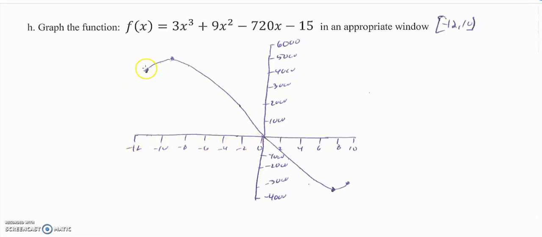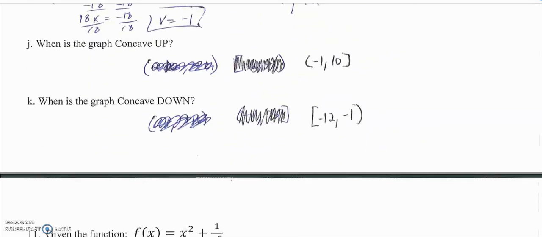Notice it includes negative 1, parenthesis at negative 1, that's why it's concave down. And then parenthesis at negative 1 all the way to 10, including negative 10, bracket, is when it's concave up.